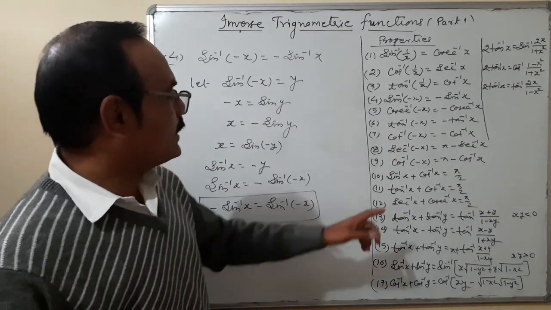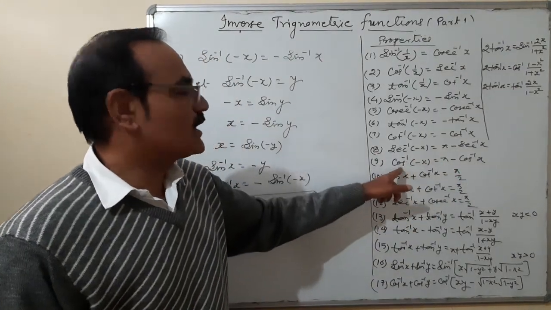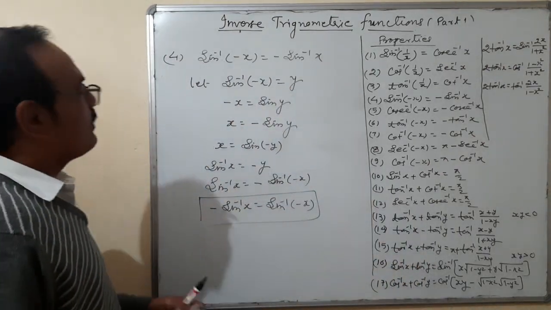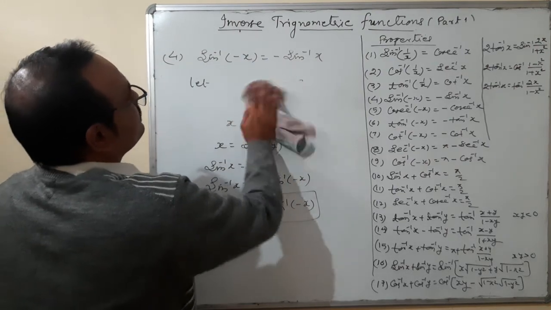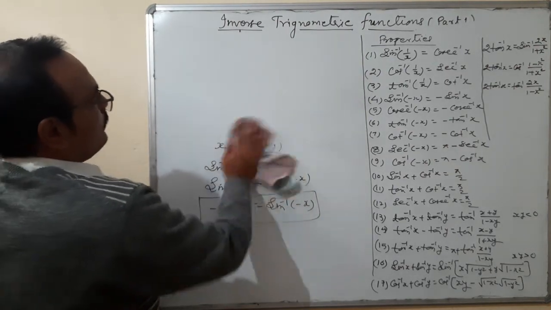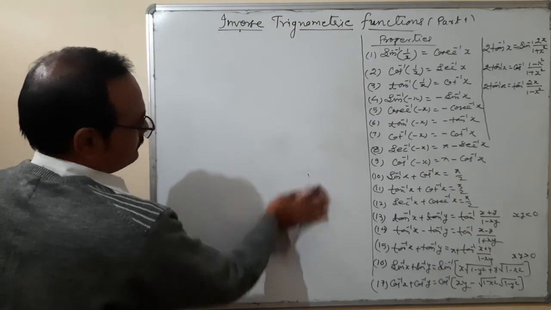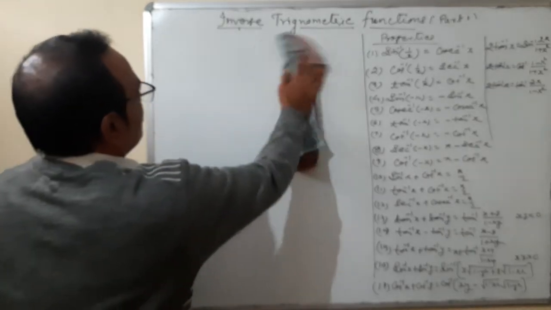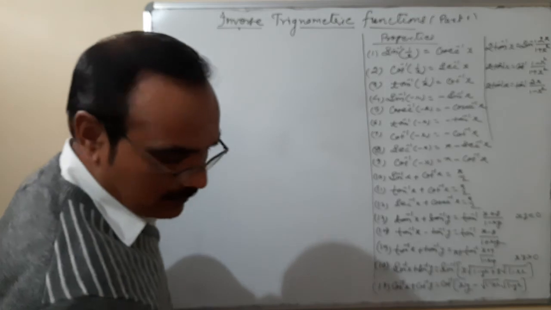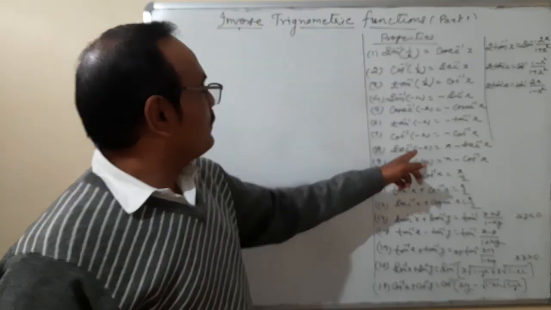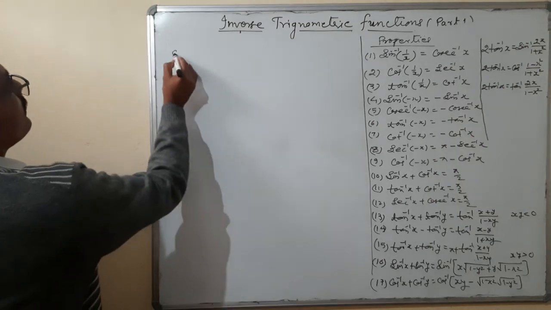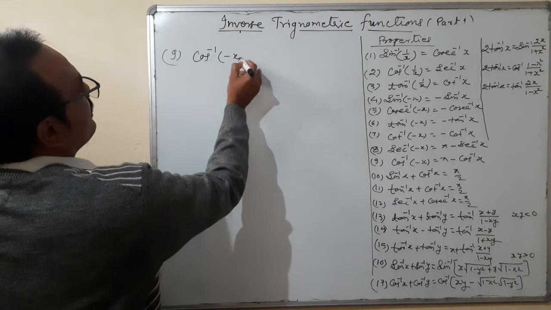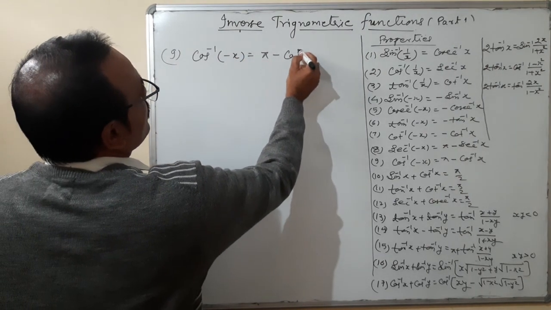Now I am taking one more identity in the form of pi minus cos inverse. I am taking cos inverse minus x. What is cos inverse minus x? This I am taking as number 9: cos inverse minus x is equal to pi minus cos inverse x.